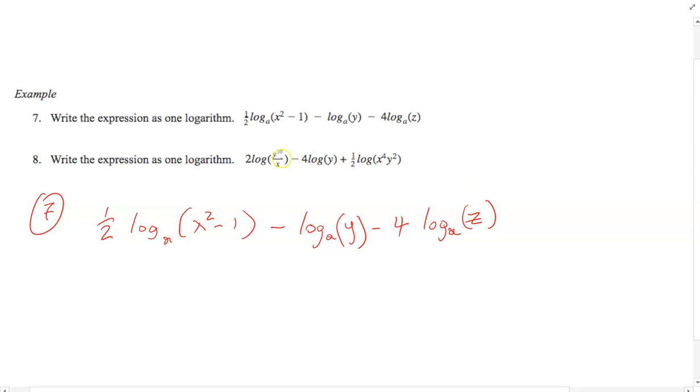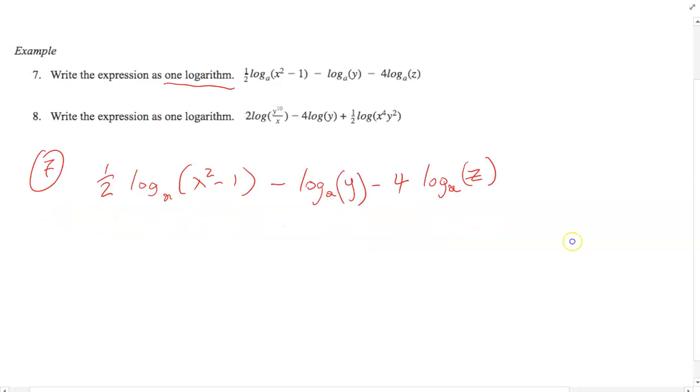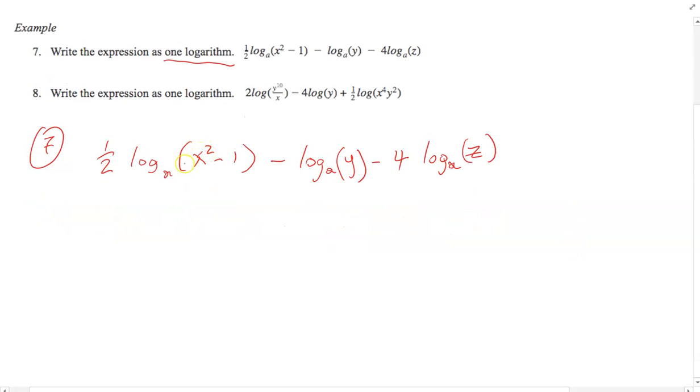And in this problem, we are going in the opposite direction because now we are writing this expanded version as one logarithm. First of all, applying the third law, we write this first part as log base a of x squared minus 1 to the 1/2. And then minus log base a of y. There's not much we can do right here just yet. Then this third part, we subtract log base a of z to the 4th power.